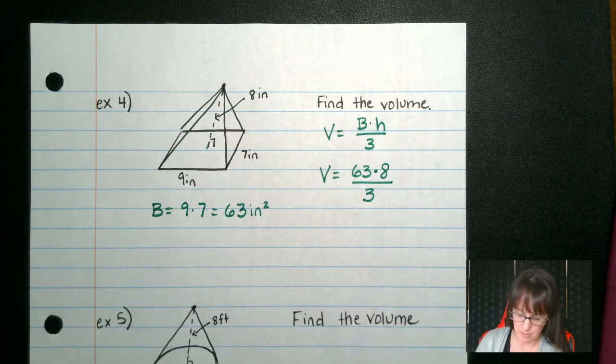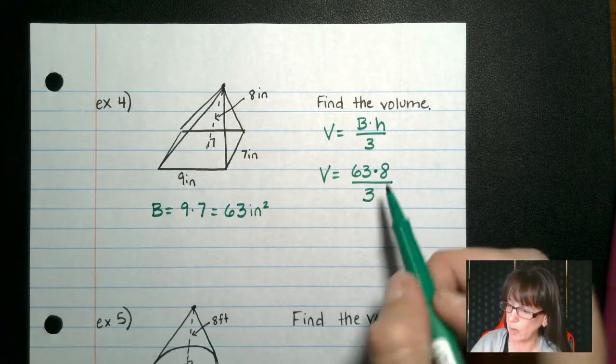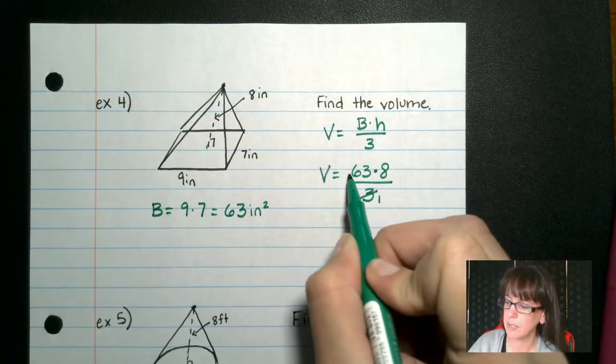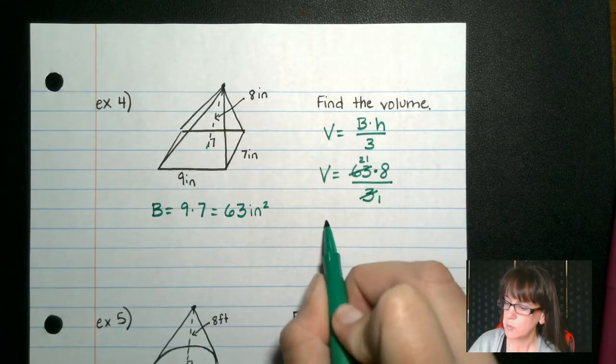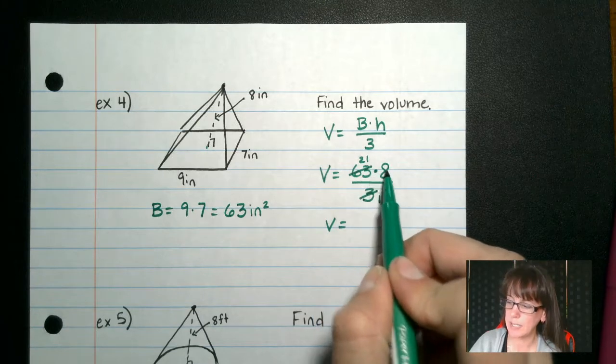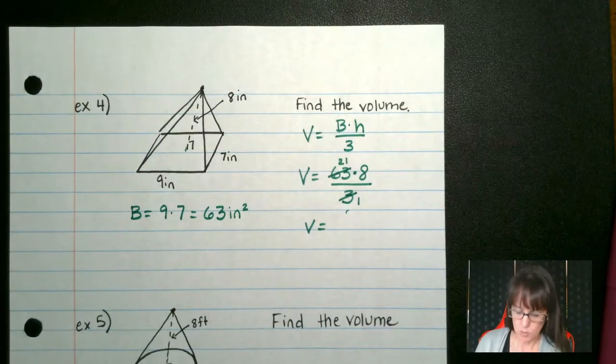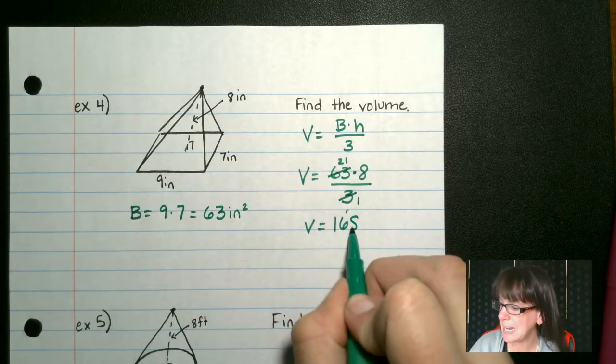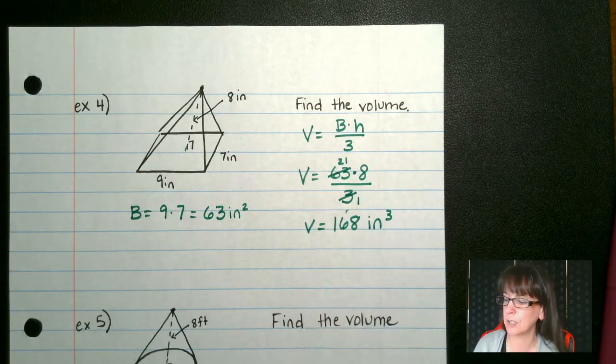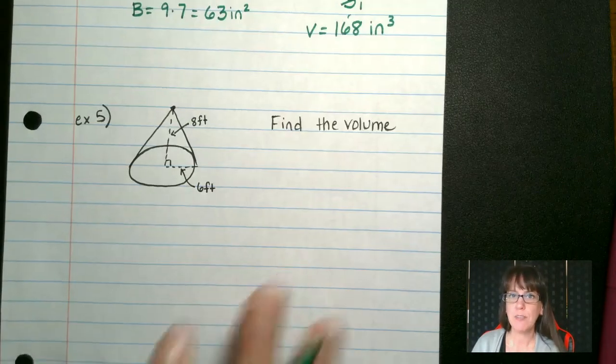Now we can make our lives a little easier here. 63 divided by 3 is going to give me 21. So divide this by 3, I get 1. Divide this by 3, I get 21, which means my volume is 21 times 8 over 1. And so 1 doesn't matter on the bottom. So 21 times 8, we end up with 168 inches cubed. So there's my volume.